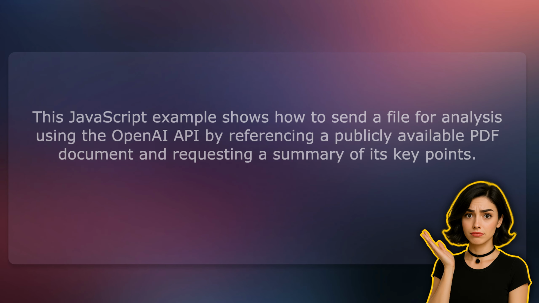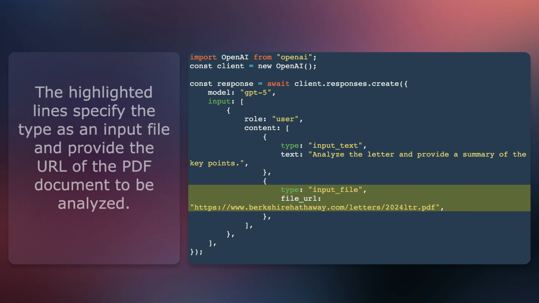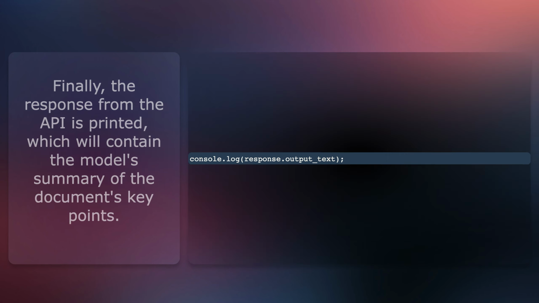This JavaScript example shows how to send a file for analysis using the OpenAI API by referencing a publicly available PDF document and requesting a summary of its key points. The highlighted lines specify the type as an input file and provide the URL of the PDF document to be analyzed. Finally, the response from the API is printed, which will contain the model's summary of the document's key points.